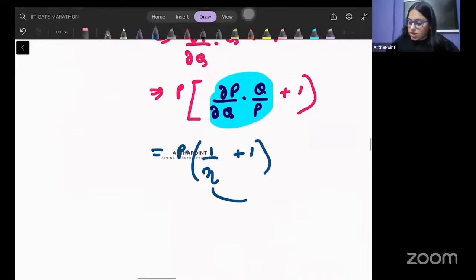Remember here your elasticity itself is a negative value. It will be minus 2, minus 0.5. It will be a negative value.